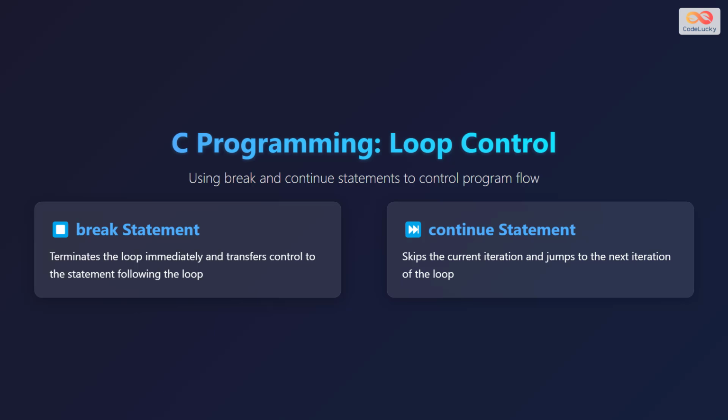In this video, we will explore loop control in C programming, specifically focusing on the break and continue statements and how they can be used to control the flow of your program. The break statement terminates the loop immediately and transfers control to the statement following the loop. The continue statement skips the current iteration and jumps to the next iteration of the loop.